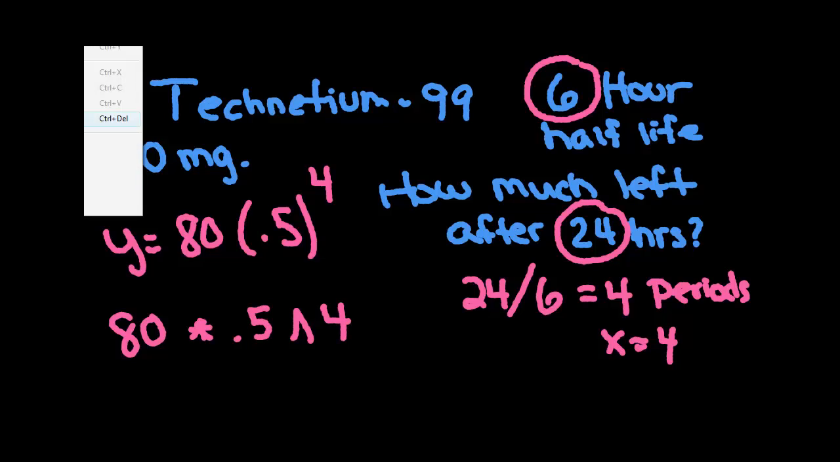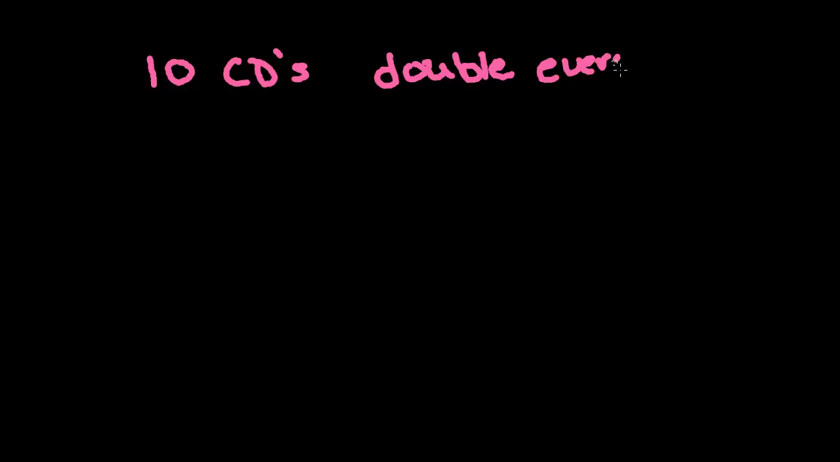All right, let's move on to the next type. Now let's say this time that we have 10 CDs and that we like to buy CDs and that we double the number of CDs that we buy every year. So how many CDs will we have after 5 years?